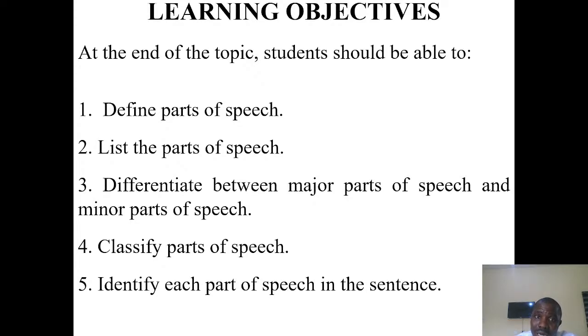At the end of this class, you will need to identify each of the parts of speech in a sentence. A sentence will be given to you, and it is your duty to identify and say, this one is a noun, this one is a verb, this one is an adjective, this one is an adverb, this one is a pronoun, this one is a preposition, among others. Before you can identify each one in a sentence, you must have known that particular part of speech. And that is why this topic becomes very, very important.